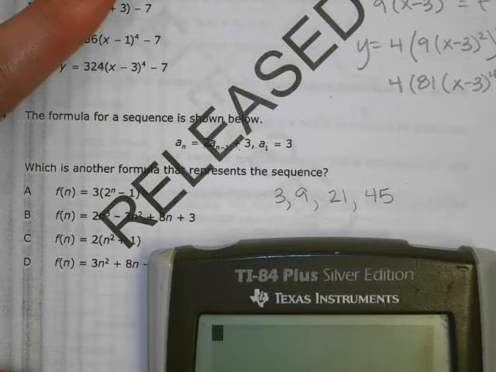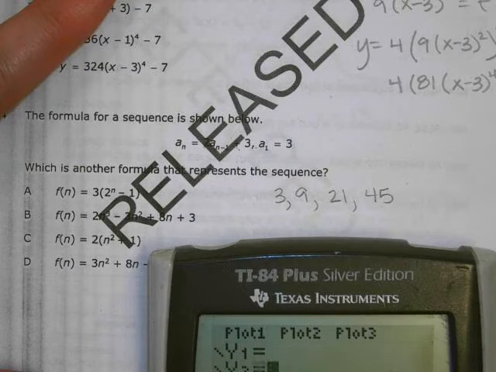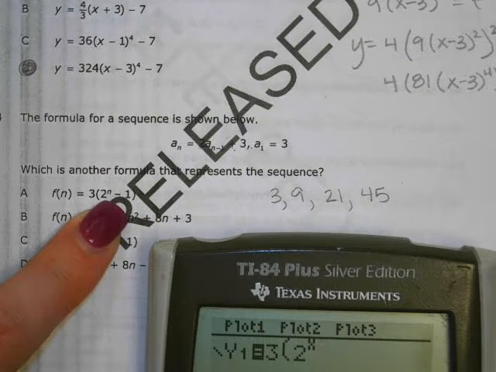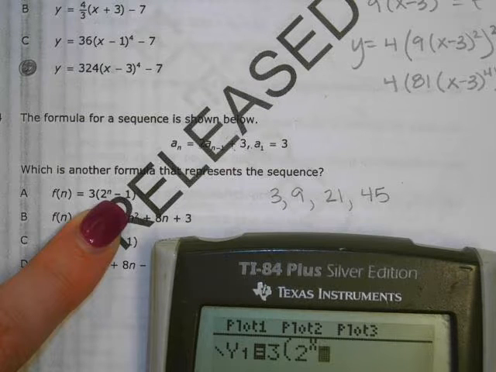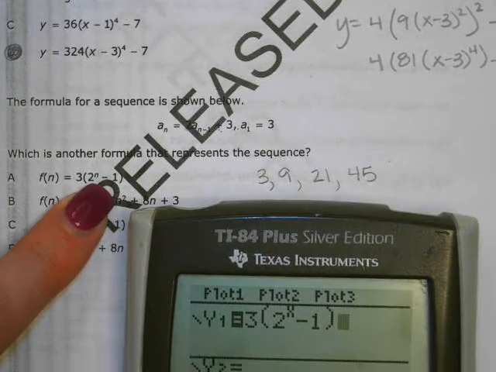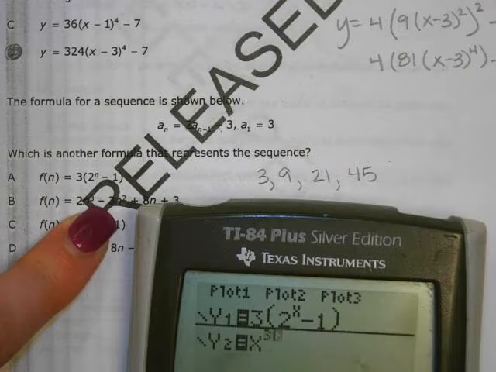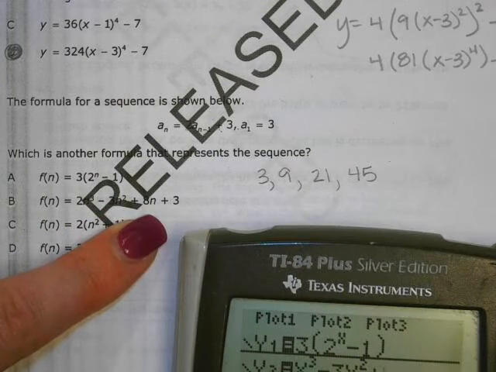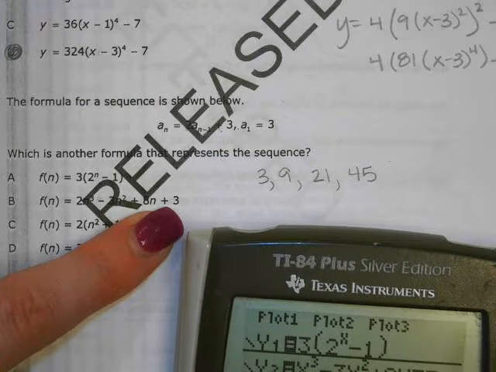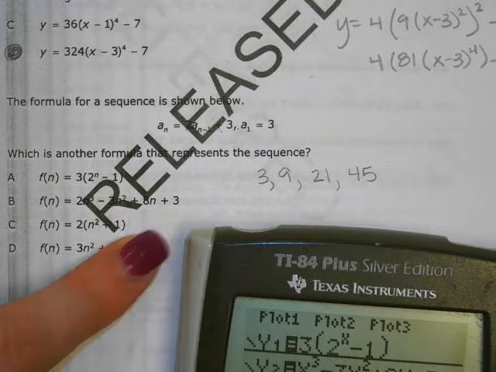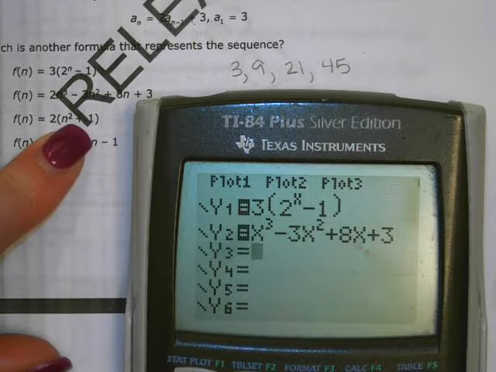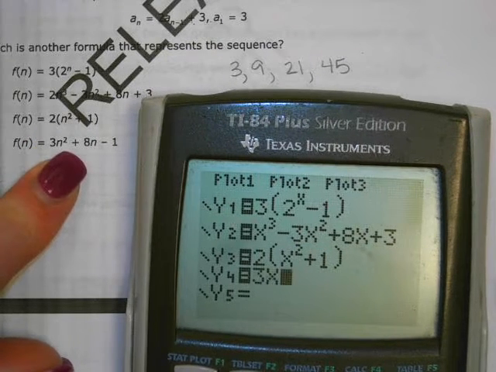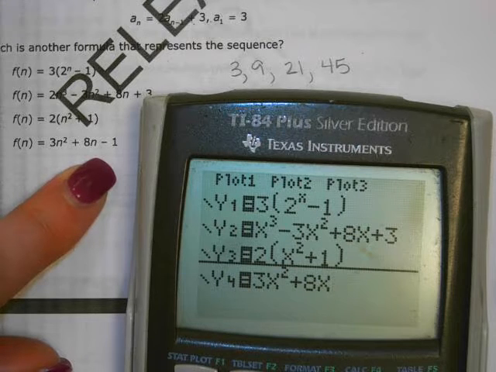Okay, and then here is a nice kind of cheater way of finding this. So I'm just going to type all these in. 2 to the x minus 1. Minus 1. So there's my A. 2x to the third minus 3x squared plus 8x plus 3. 2 times x squared plus 1. 3x squared plus 8x minus 1.